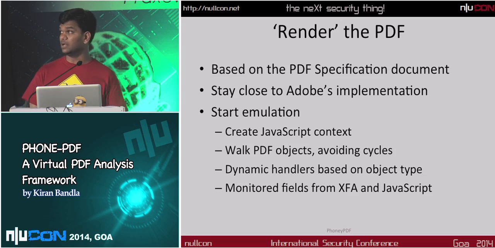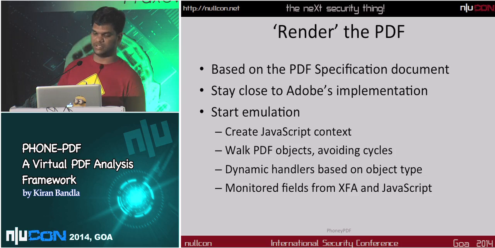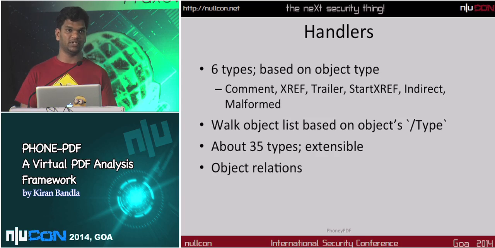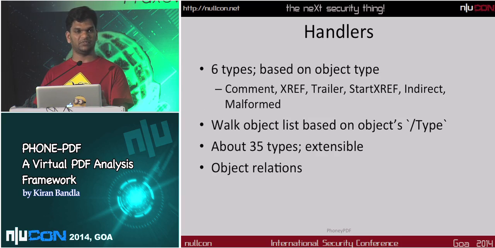This is an example, I hope you can read it, a code snippet from inside phoneypdf showing how it handles one object. Here it's trying to see if the type is action, and if it is, it does a bunch of things. It checks if there's another key called /s, which is indicative of JavaScript. And if it actually finds that, it extracts the JavaScript and executes it inside the context. And it also increments some features and other things.